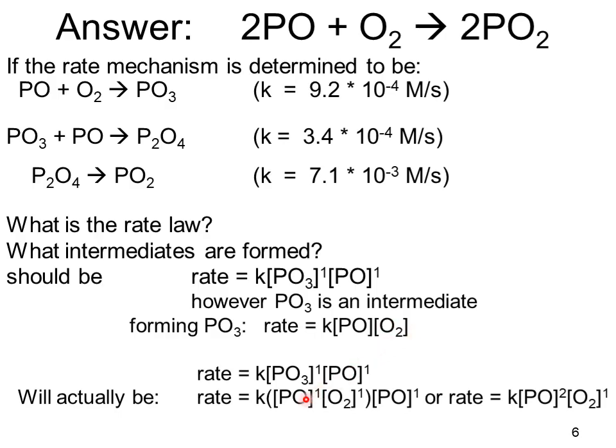And so if we insert that into PO3, we end up with PO squared, O2 to the 1. Again, if you look at all the reactants involved in that rate determining step, we have two POs and O2. Our rate law is PO squared and O2.